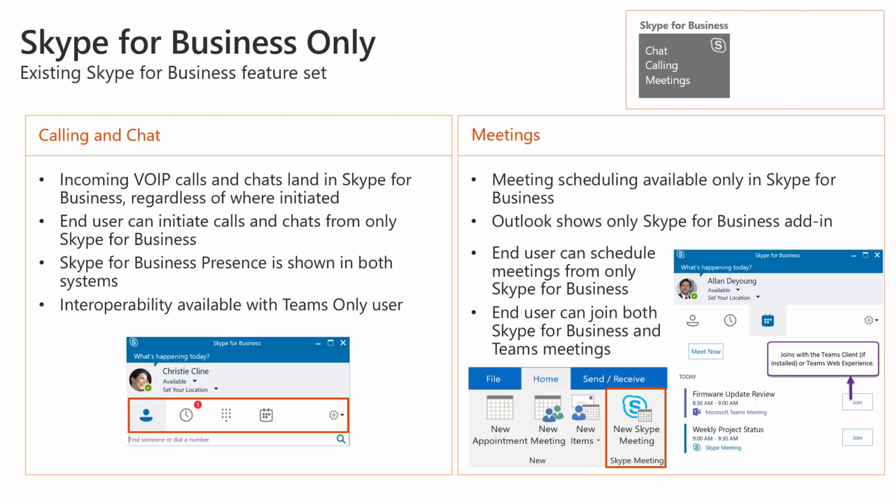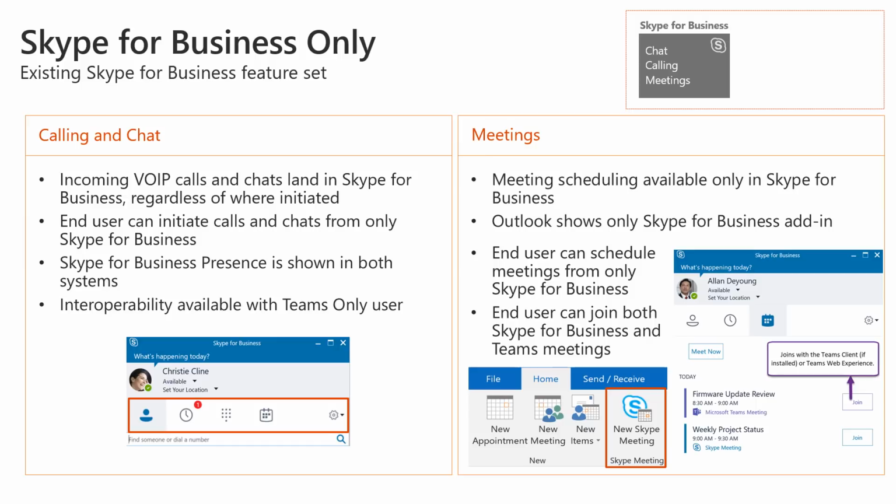As an end user, I can only initiate chats and calls from Skype for Business, and my Skype for Business presence, of course, will be shown in both systems because Skype is essentially the authoritative application for chat, calling, and meetings. In this case, I will have interoperability available when I'm talking to a Teams-only user. Now, we'll dive a little bit deeper into interoperability coming up here in a few slides.